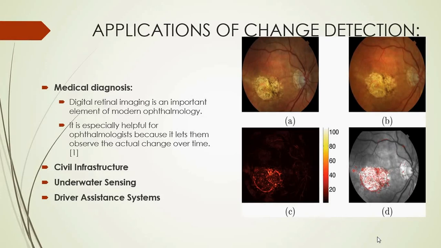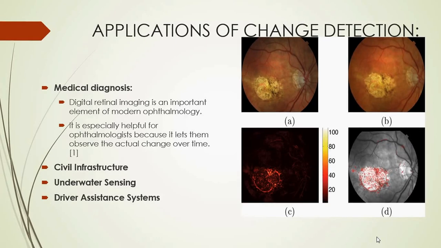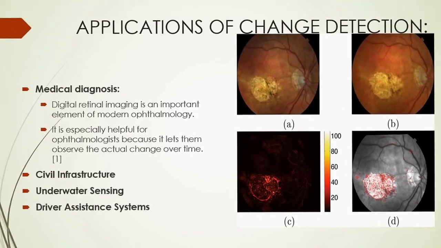And then it is also used in civil infrastructure, underwater sensing, and driver assistance systems, because it lets you analyze the environment and see the changes. It is really helpful for detecting forest fires and the agricultural changes that are happening.